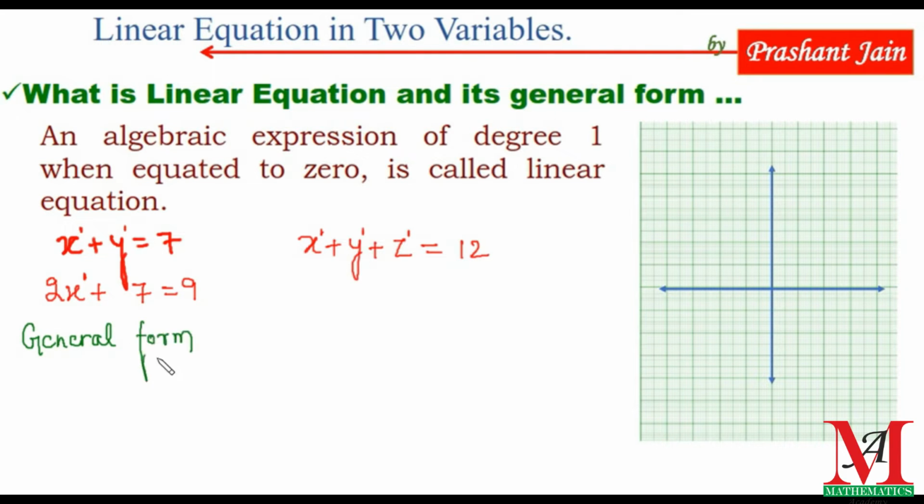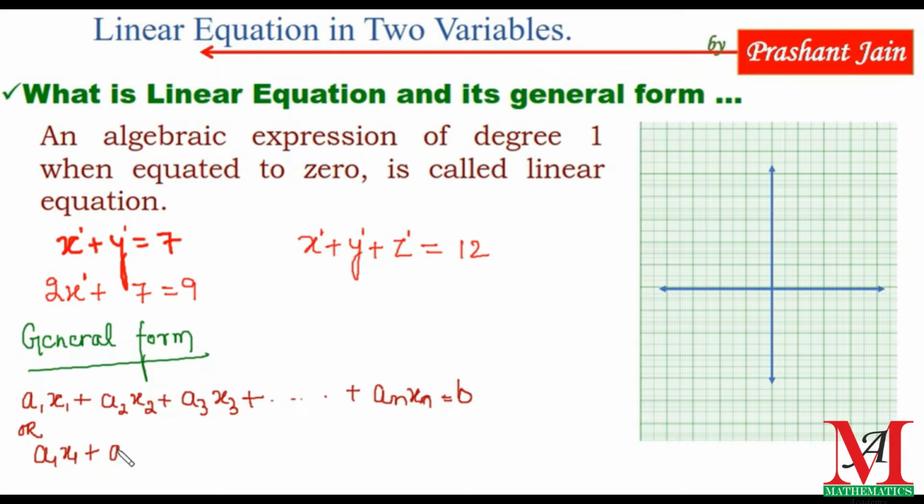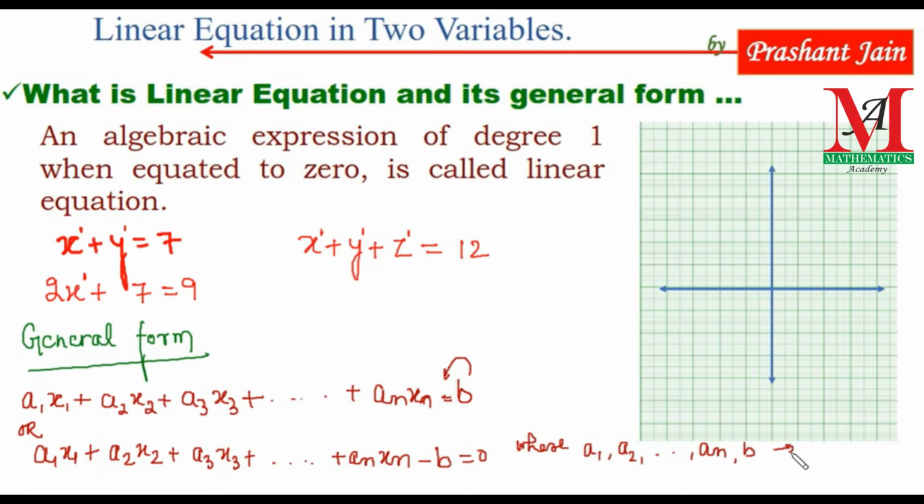Now we are seeing the general form. The general form of a linear equation is a1x1 plus a2x2 plus a3x3 plus up to anxn equals b. When we shift b from the right hand side to the left hand side, it will look like this form, and this is the general form of a linear equation, where a1, a2 up to an and b are the constants, or you can say the coefficients, and these all are real numbers, and the remaining x1, x2 up to xn are the variables involved in the equation.